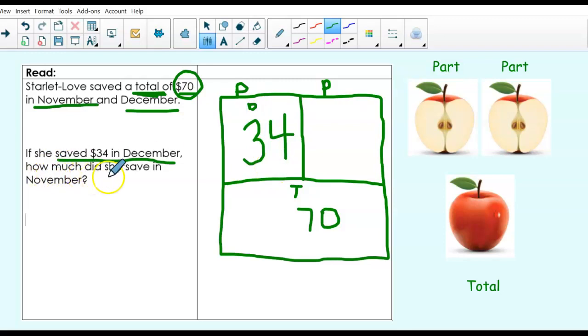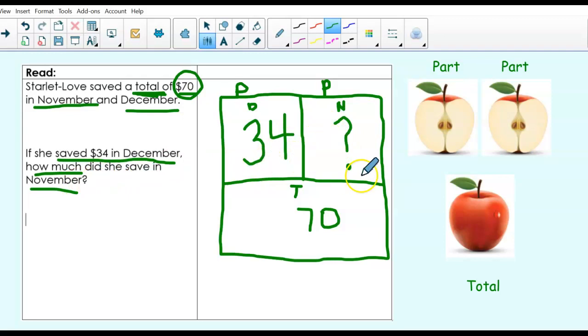Then it says, how much did she save in November? So I'm going to underline how much and November. Do we know the other part of this problem? No, we don't. Do you remember what we write when we don't know the number? That's right. Please write a question mark. And if you'd like to write the letter N above the question mark for November, you can.